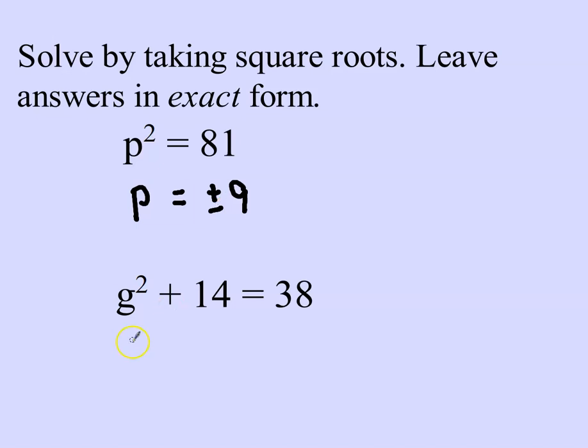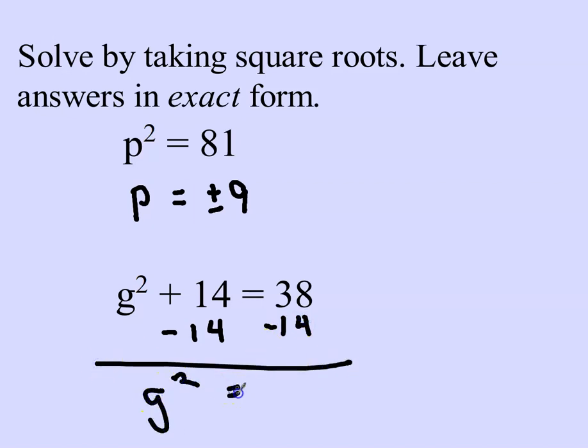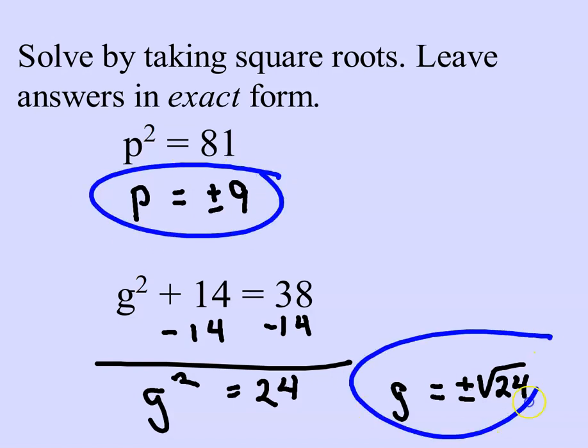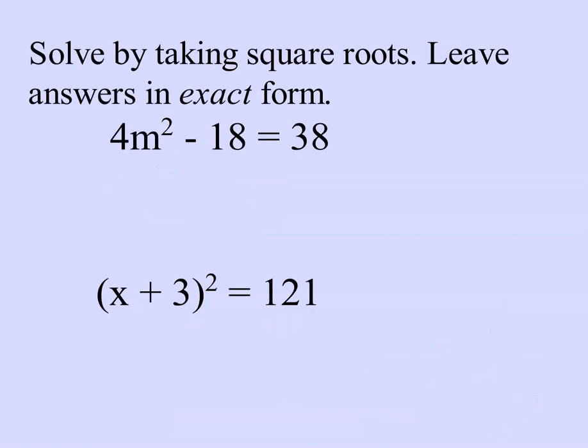On this one, we're going to start by subtracting 14 from each side. You get g squared equals 24. And then, is there a number that squares to get 24? Well, not a whole number. So we'll simply write g must be the square root of 24. And since there are two possible answers, positive and negative, we'll write plus or minus square root 24. So those are what your answers look like. Okay, let's go on to some other problems.